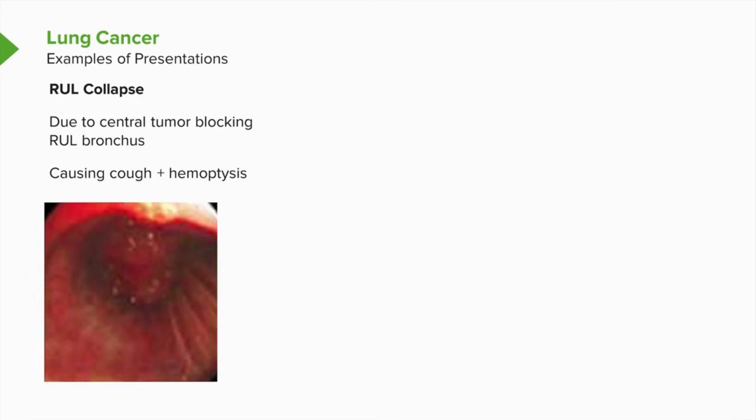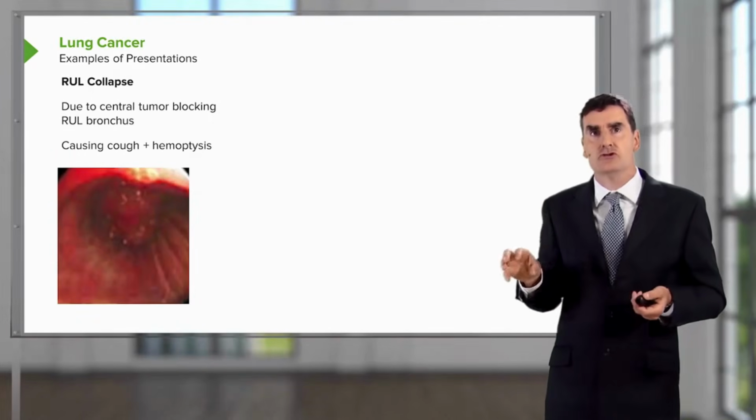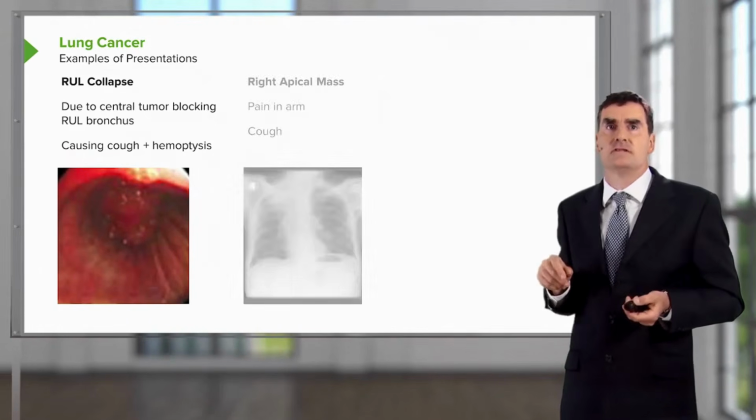So just to take these potential presentations and give you three potential examples of this. This is a patient who has been coughing. They've coughed up blood. Because of that, somebody's done a bronchoscopy, and when they look down the bronchoscope, what they can see is a tumor blocking the upper lobe bronchus. And the chest X-ray shows collapse of that upper lobe. So that's a central tumor which is causing partial collapse of the lung and hemoptysis.